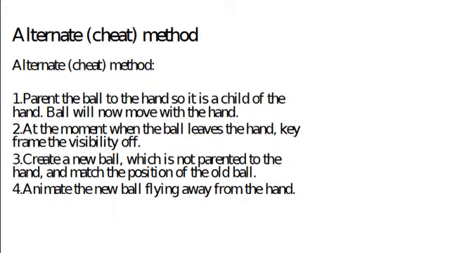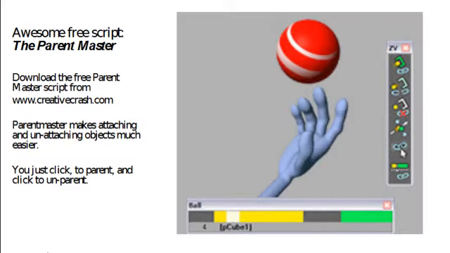Then you create a new ball, which is not parented to the hand, and you simply match that to the position of the old ball. So at the frame when you want the ball to leave the hand, you turn the visibility off on the old ball, put the new ball on top of it, and then animate the new ball flying away from the hand. Now this sounds a little bit overcomplicated, but it does actually work quite well, and it is a useful kind of cheat method for getting around the problem.